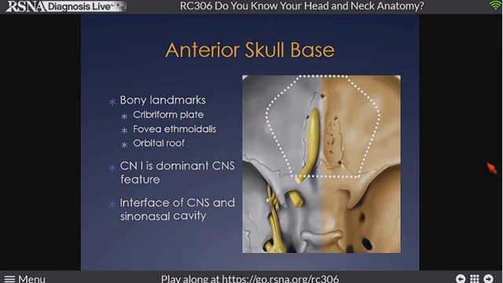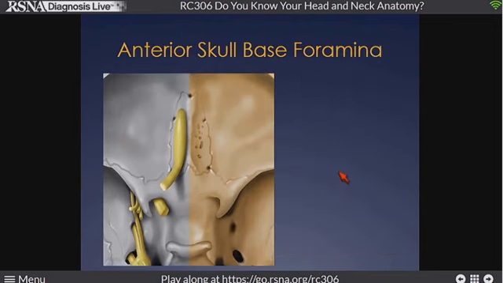Every segment of the skull base has cranial nerves and some vascular structures that are critical to it. Very important in the development and also in what we're going to be thinking about pathology in that segment. Cranial nerve 1 is the dominant CNS feature of the anterior skull base, lying over the cribriform plate here. Again, remember the anterior skull base forms that interface of the central nervous system and the sinonasal cavity.